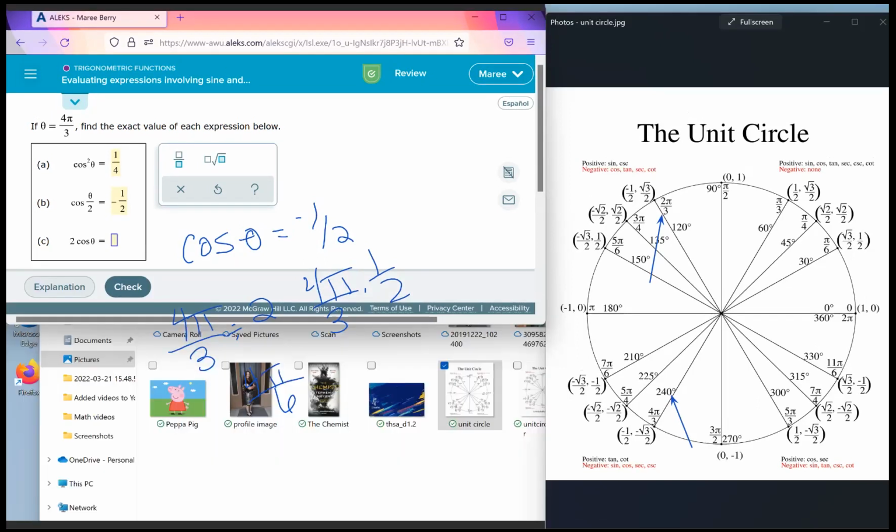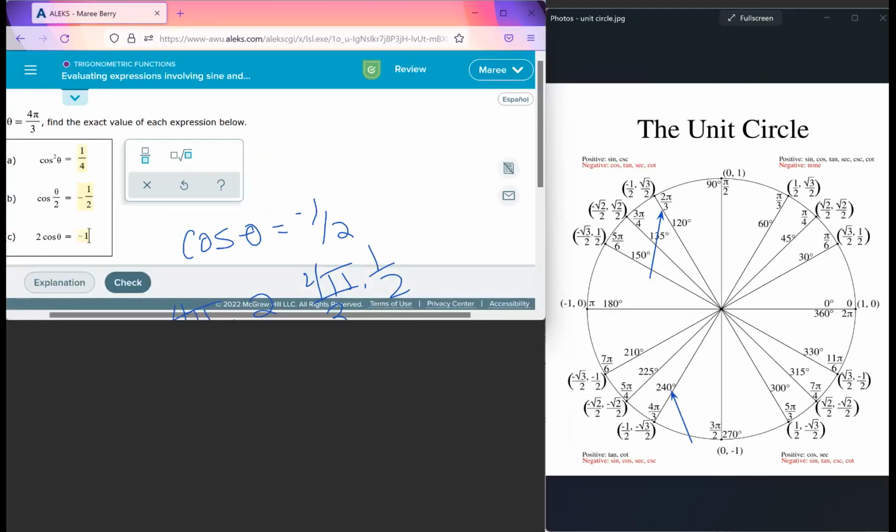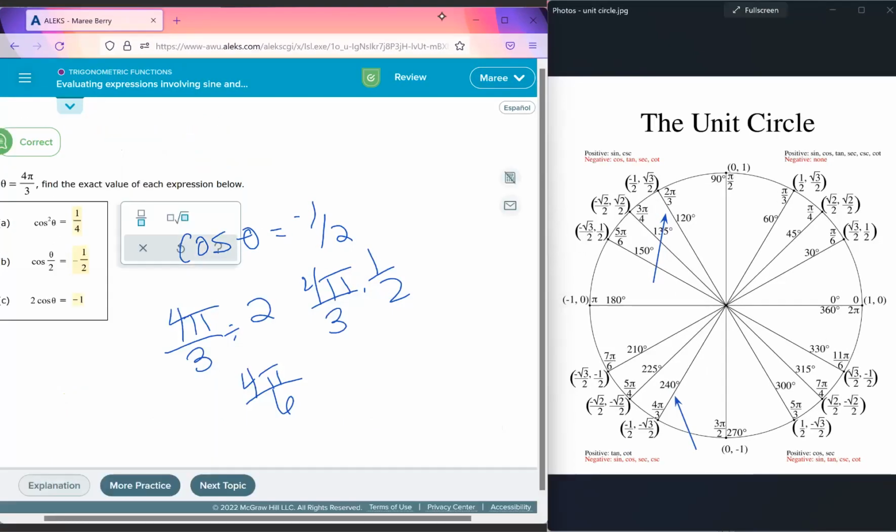And the last one says 2 cosine theta. So we are going to do 2 times negative 1/2, which becomes a negative 1. Negative 1, boom. Okay, that's the end of the lesson.